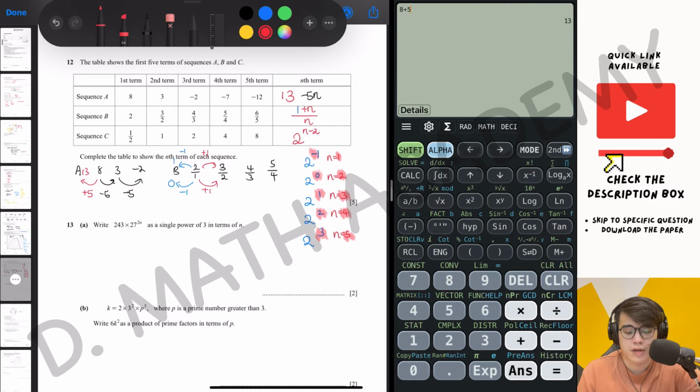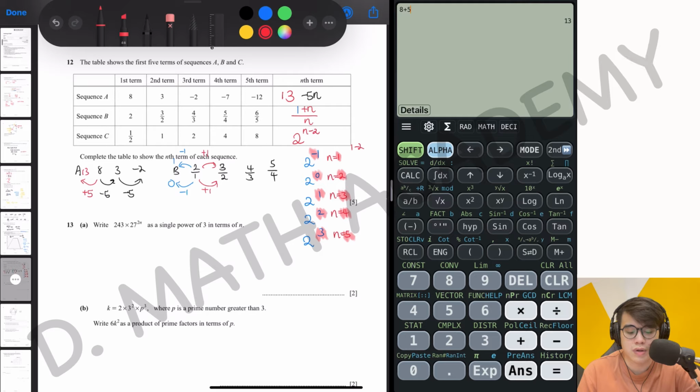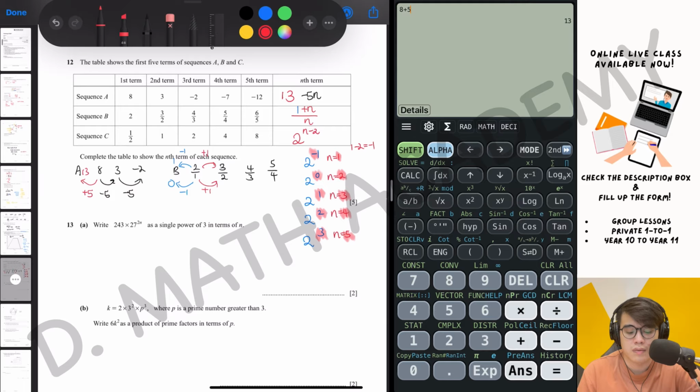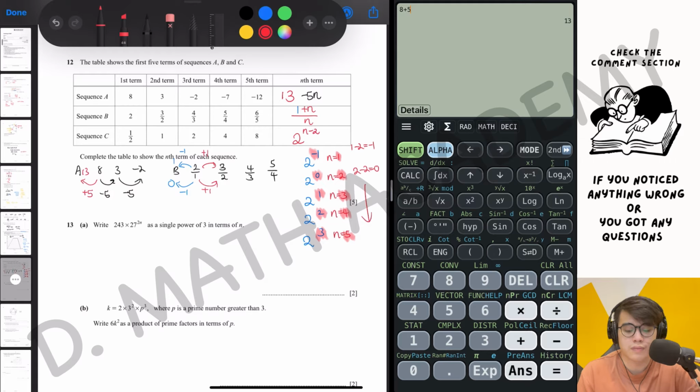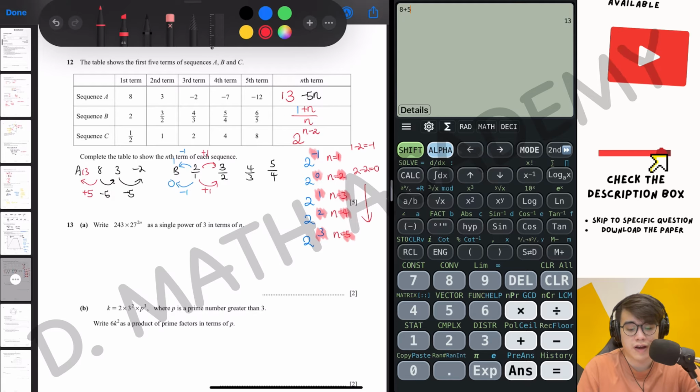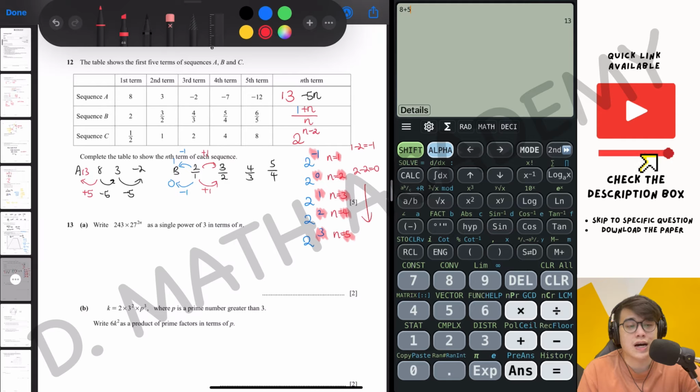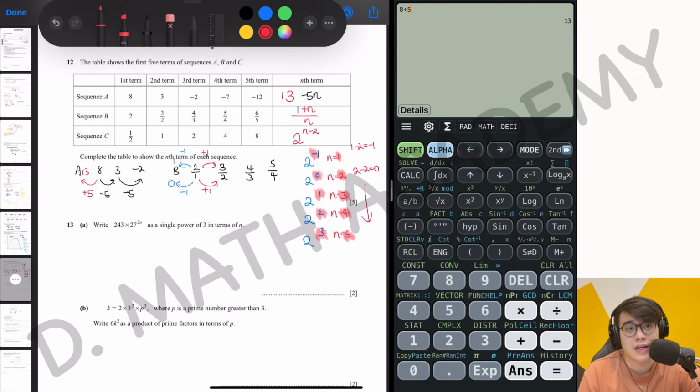Because when you take 1 minus 2, it becomes negative 1. When you take 2 minus 2, it becomes 0. So all of the following follow the same rules here. So that's how you secure the 5 marks. Sequence C is the harder sequence here, so you have to pay attention to it.